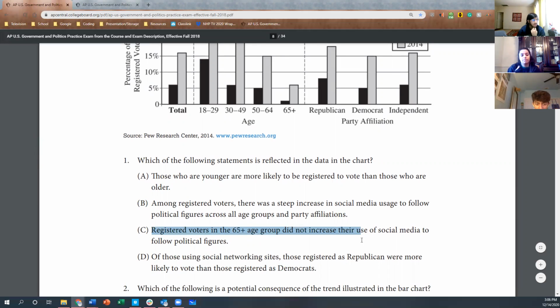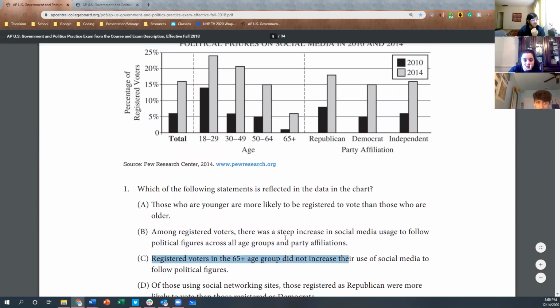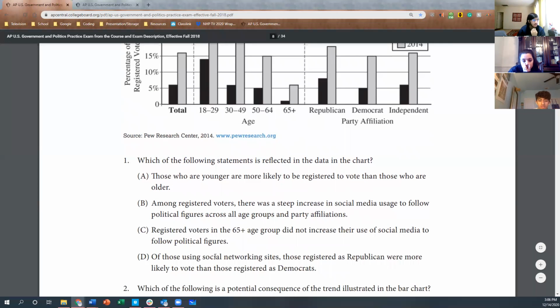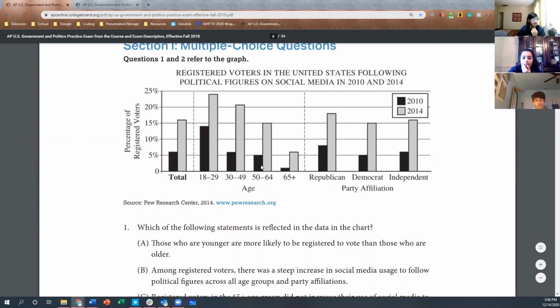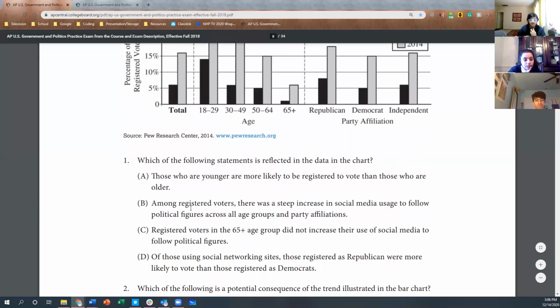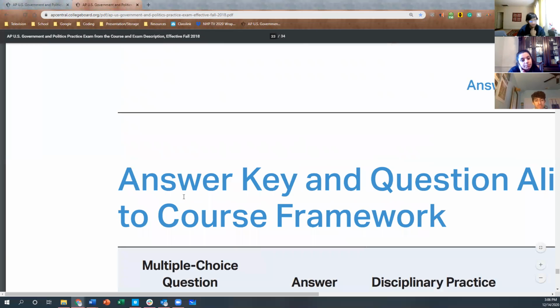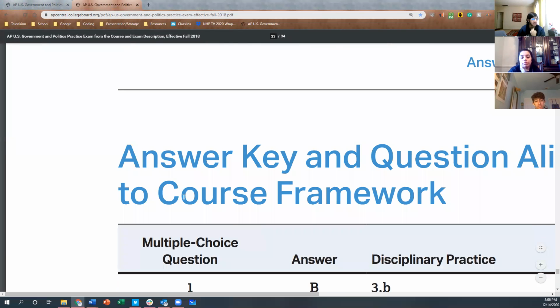Registered voters in the 65 plus did not increase their use of social media. No, they all went up, right? It did go up, so that's not true. Of those using social networking sites, those registered as Republican were more likely to vote than. Once again, this doesn't have to do with those who are registered to vote. It has to do with percentage of registered voters using social media, right? So B. Okay, let's check. Yes, it is B. Cool.